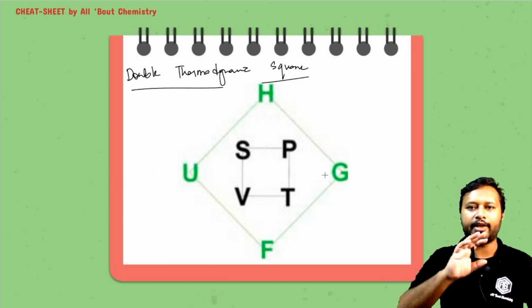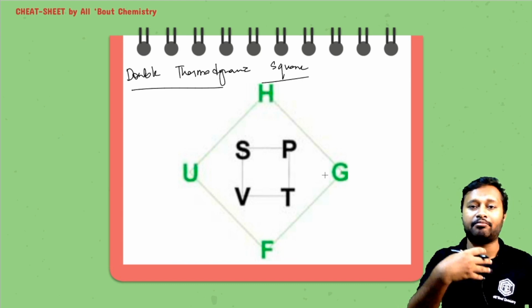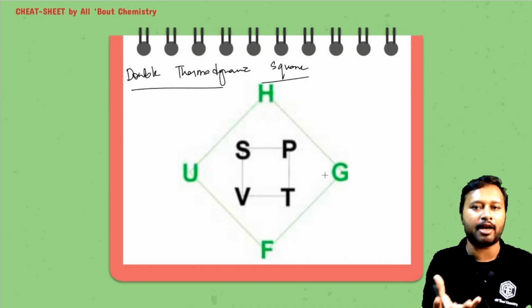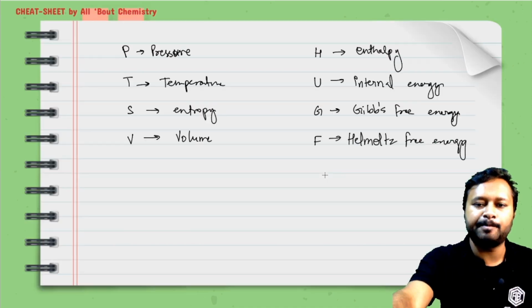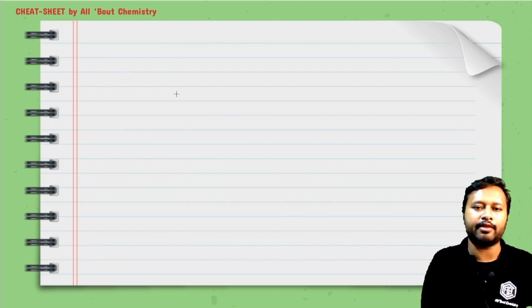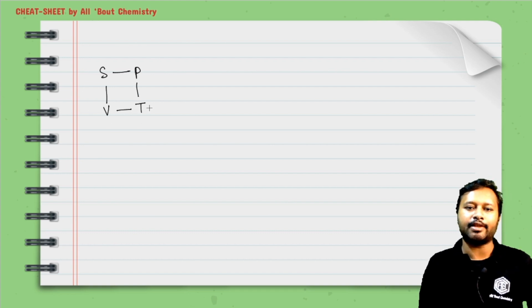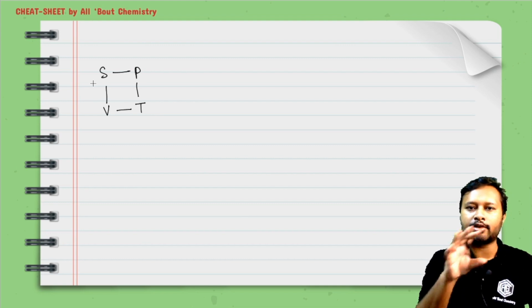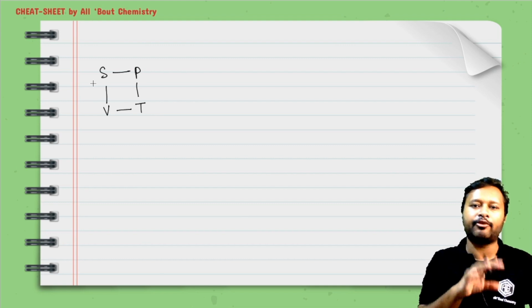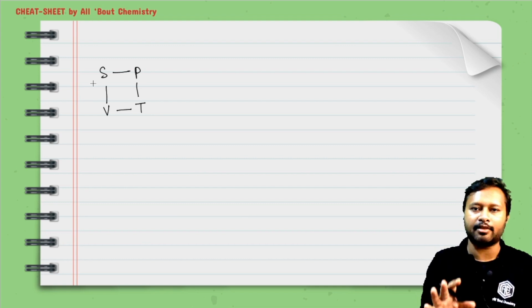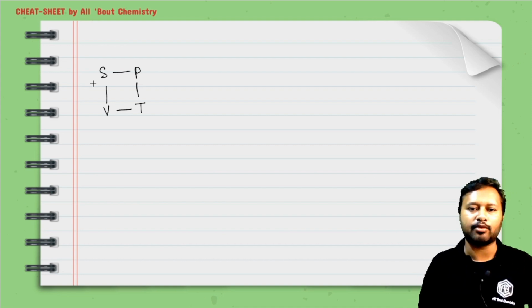Before going into it, let's look at the different parts of it. First, we have this internal square, which is nothing but S, P, V and T. This is called the internal square or the smaller square. With this you can find out the basic Maxwell relations.